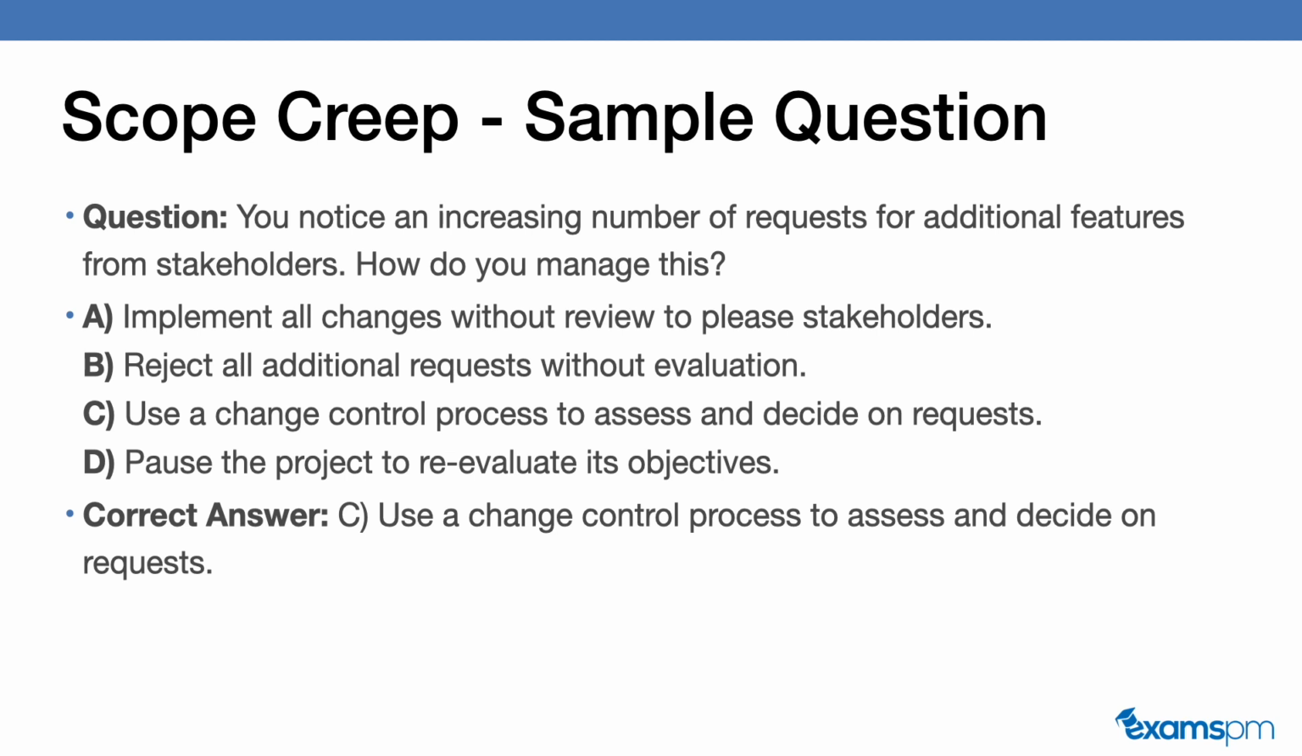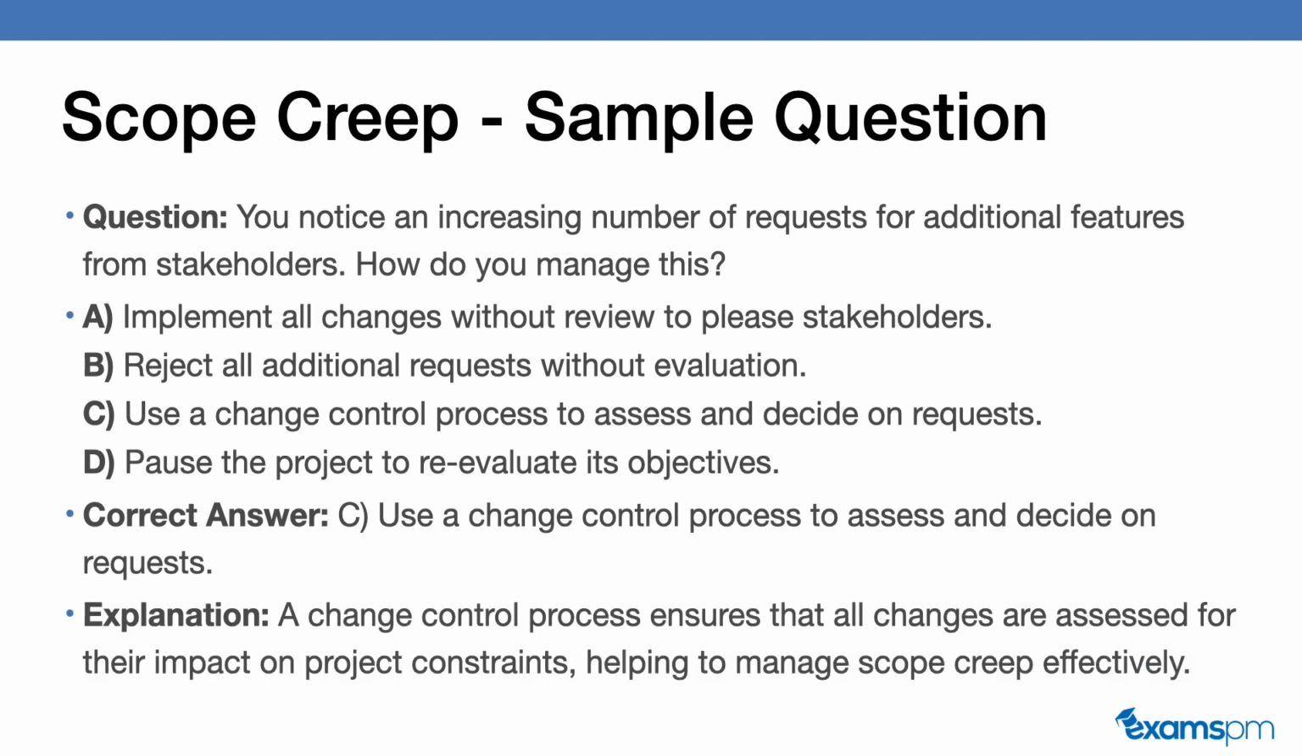And if you said C, you would be correct. You want to use a change control process to assess and decide on which request for additional features will be accepted and which one will be rejected. And the reason you want to do this is because you want to ensure that your scope of the project is within its boundaries and there's not scope creep that will derail your project.